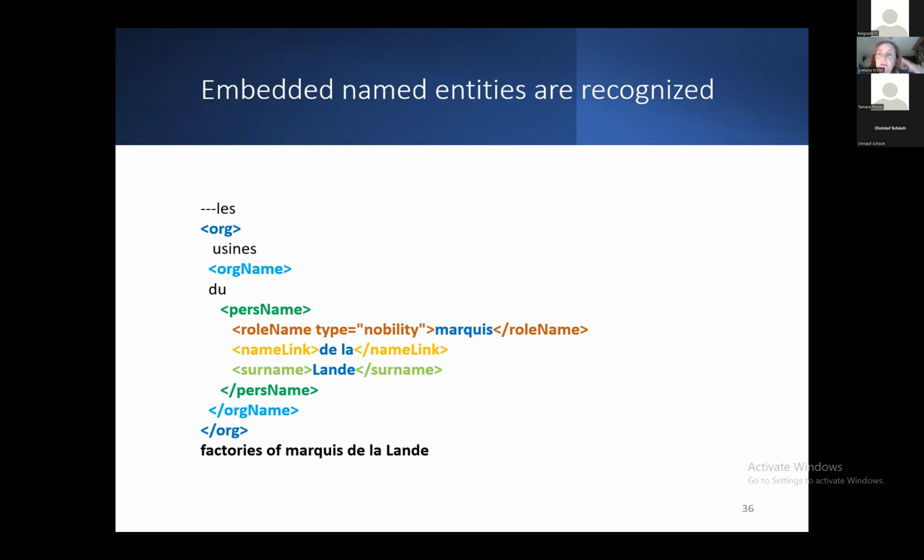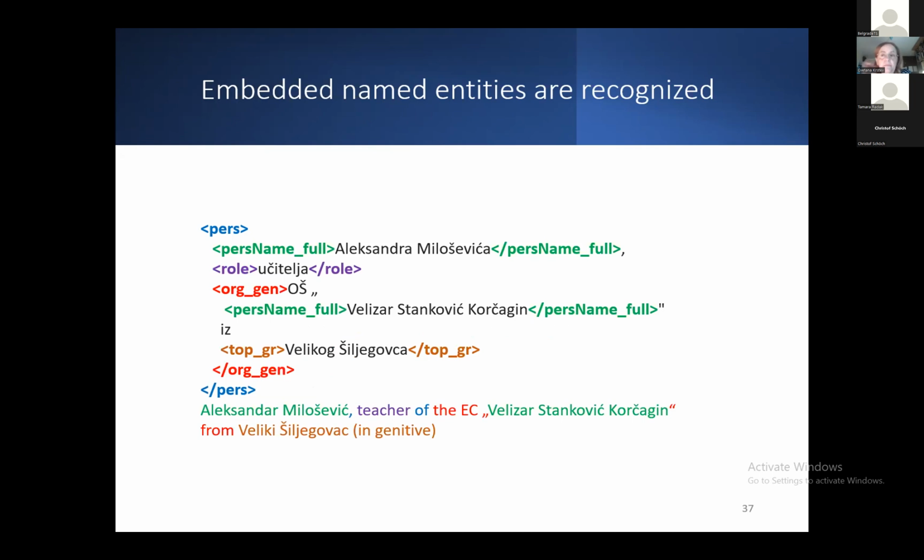Usine is part of the name of the organization, as a named entity for organization, but then comes the proper name of the organization. It is du, and then we say the personal name, because it's the factory that belongs to this person. For this person, Marquis is recognized as his role, nobility, then some linking de la and the surname Land. And in Serbian, this embedding would enable you to recognize something like this.